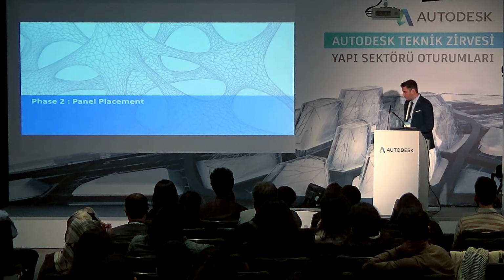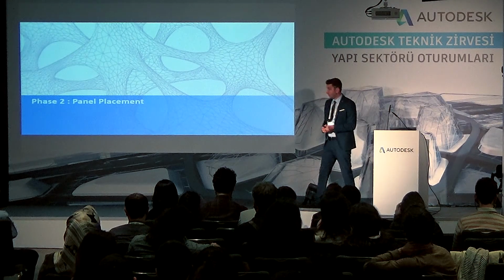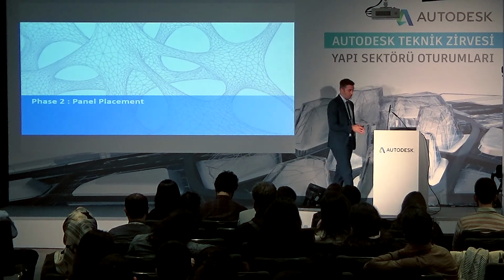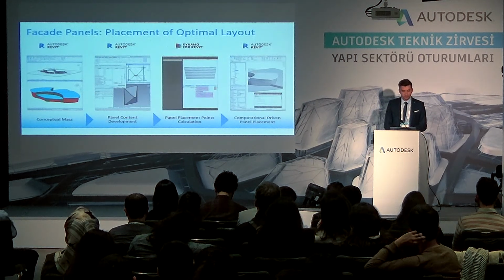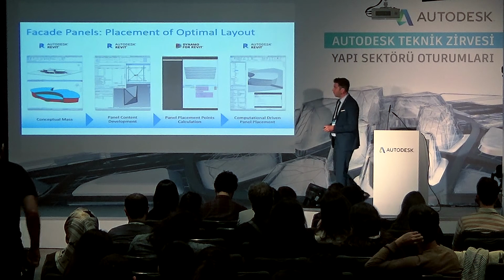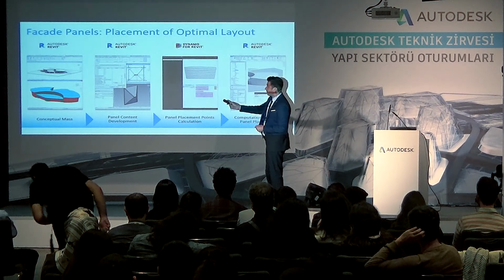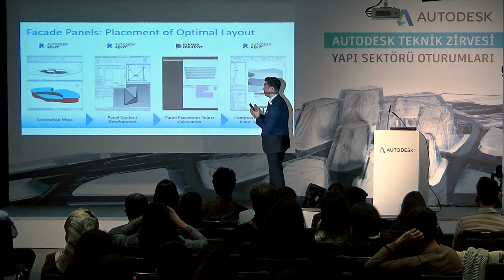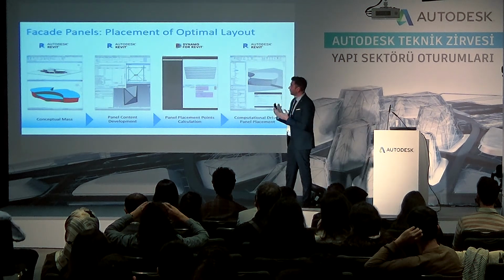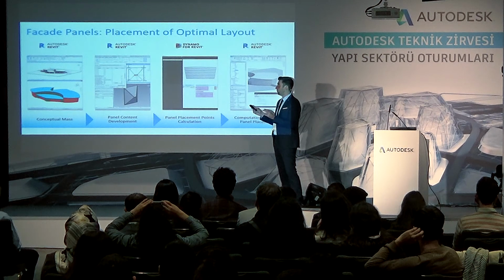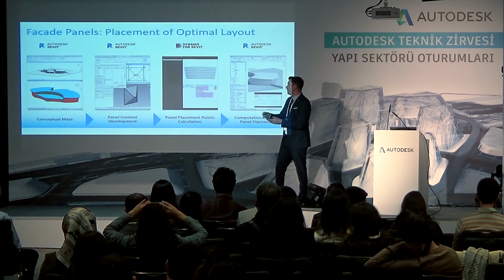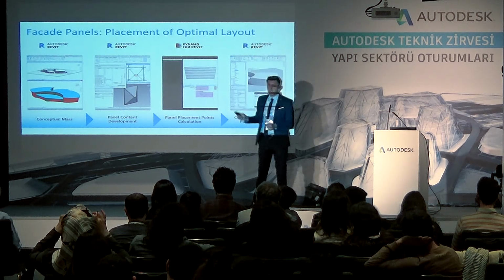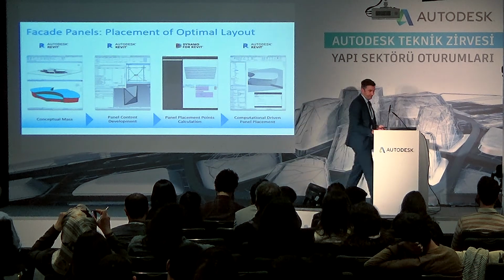Okay, phase 2, panel placement. After we have decided on the general concept of the building, we can start to do the panel placement. Basically, we can use a tool called Revit, where we can bring the conceptual mass from Formit. Then we can create an adaptive component, an adaptive family. We can use Dynamo to place those adaptive families on the layout that we have just created. So let's see how we can do that.